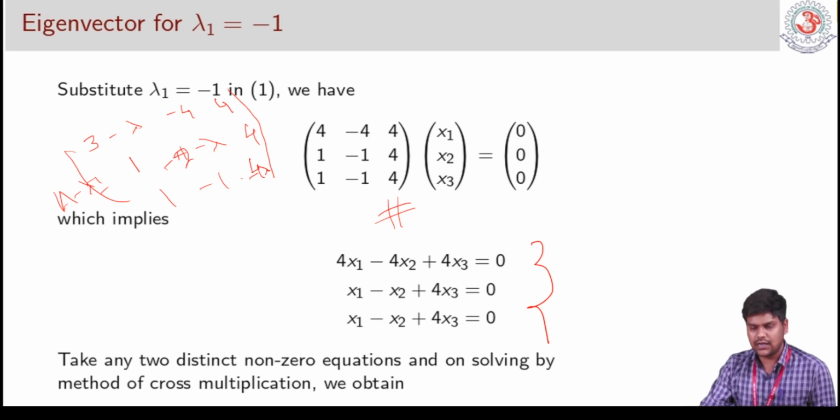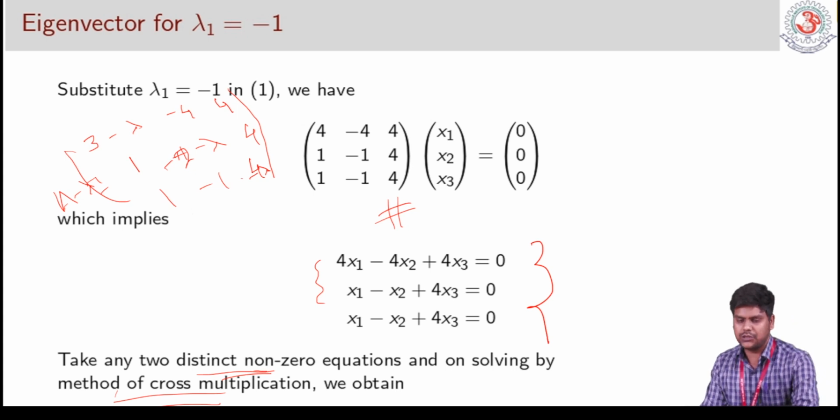Okay, to solve these three equations, I'm going to use the method of cross multiplication. To use the method of cross multiplication for a three variable equation, we need two distinct non-zero equations. So here, these two are the non-zero equations. I'm going to take these two non-zero equations and find the cross multiplication.